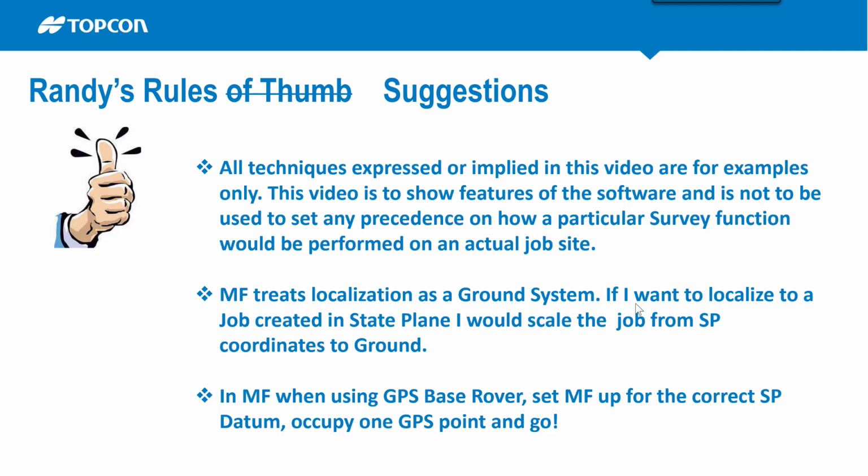Now, Magnet Field, talk about it for a second, treats localization as a ground system. So it's going to scale and rotate to that, but it thinks it's on a ground system. It doesn't really think of them as state plane coordinates anymore if you're localized to a state plane system. So the problem you get into is if you're measuring with an optical system, it's going to possibly scale that on the ground, but Magnet Field has already scaled it to a state plane. You're going to have issues.